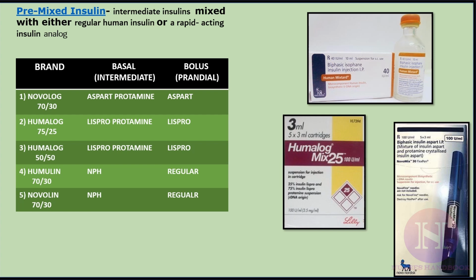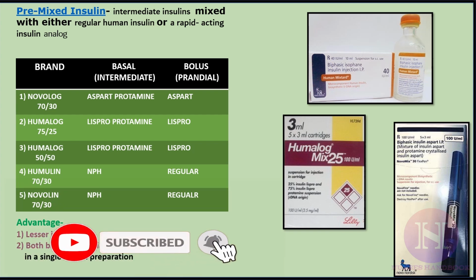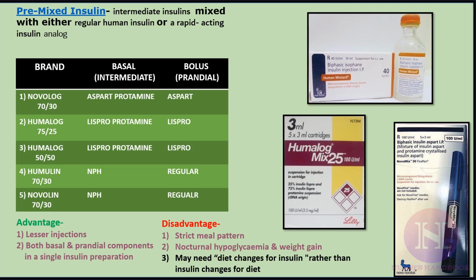The advantages of using the premixed insulin are: first, fewer injections need to be given to the patient. Secondly, it contains both the components for mealtime and fasting control. Now let us see the disadvantages. A strict meal pattern needs to be followed, nocturnal hypoglycemia and weight gain may occur. And third, there may be a need to change the diet according to the insulin dose rather than an insulin change for the diet.